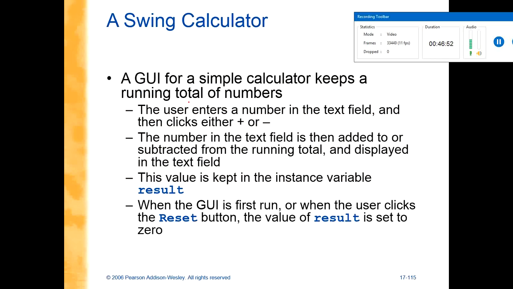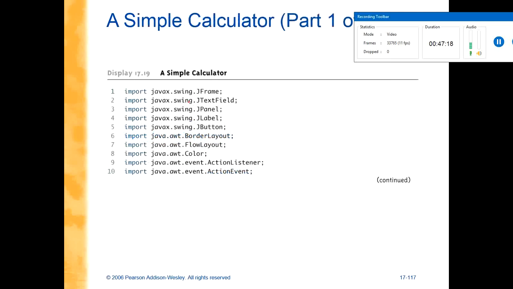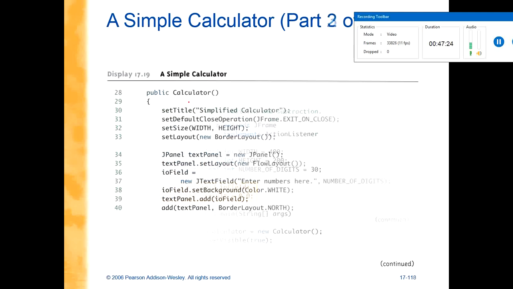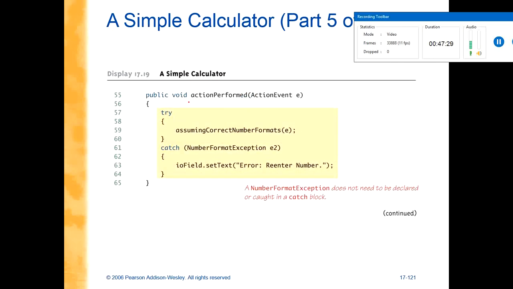Now here is an example of the Swing calculator. You can try this example by yourself. A simple calculator keeps a running total of the number. The user clicks addition or subtraction, numbers are added, and the result is kept in the instance variable result itself. Now it uses exceptions also. Don't read the parts where you find the word exception, because we have not yet done exception handling. You can skip the exception handling part in this calculator example. The rest you can go through, and you can try this.